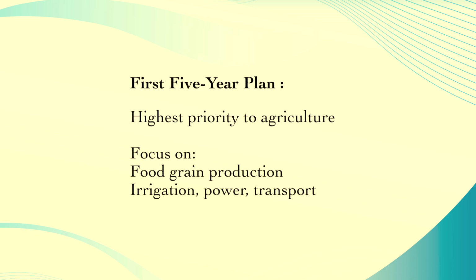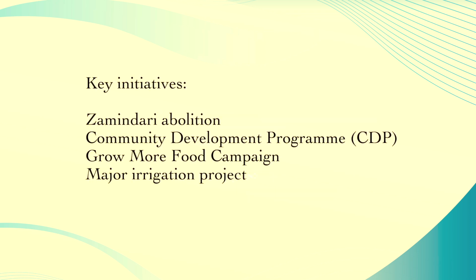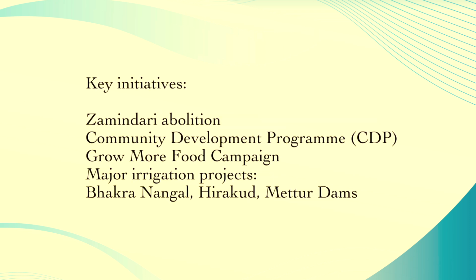Significant policy measures such as abolition of the Zamindari system, introduction of the Community Development Program, and the Grow More Food campaign were implemented. Additionally, related sectors including marketing, fisheries, animal husbandry, soil conservation, and forestry also received focused attention.